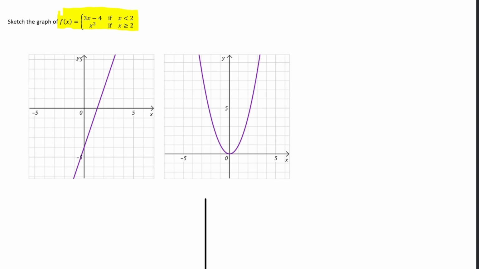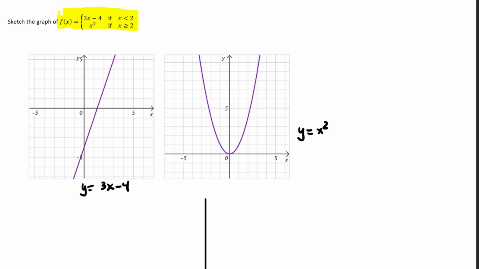So you'll notice that there's two graphs written right below the function, and these are the complete graphs of each piece. This is the graph of y equals 3x minus 4, and this is the graph of y equals x squared. So the thing to understand about a piecewise function is that we just want a piece of each of those graphs, and those two pieces will be put together to form the graph of the piecewise function.